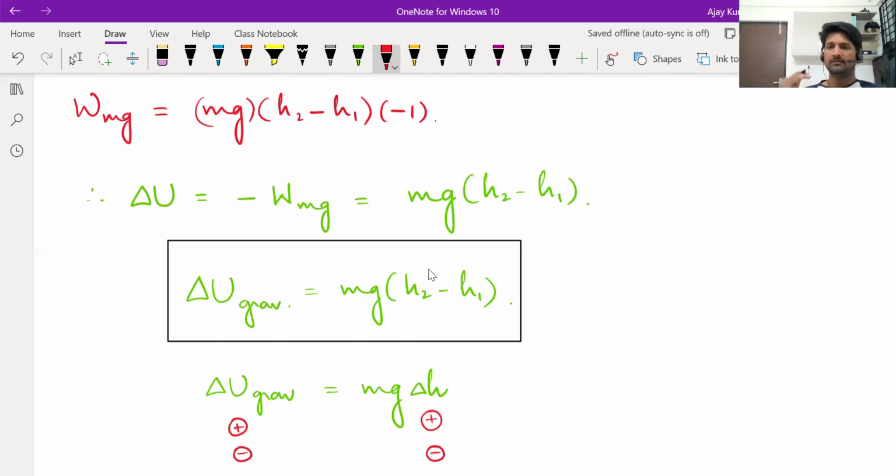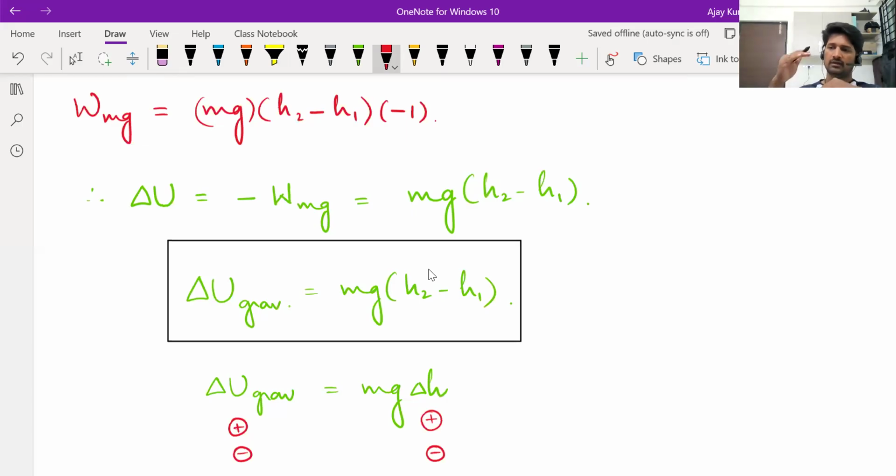That means if height increases, potential energy increases. If height decreases, potential energy decreases. So here you see it making sense. If you change the arrangement of the system, you increase the height of the object or you decrease the height of the object, then potential energy changes. That justifies the definition that potential energy depends on the arrangement of the system.